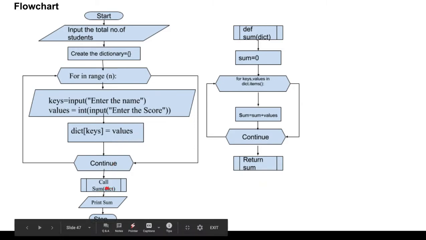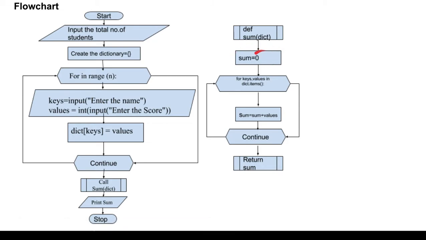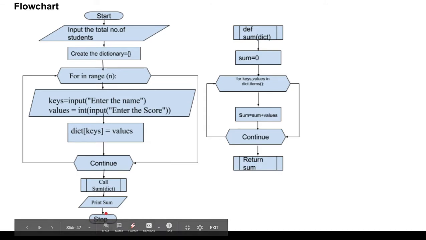After that, we call the function named sum, and there we pass the dictionary as a parameter. Then control goes to the function, where we initialize our variable sum equal to 0. This is a processing statement, that's why we use the rectangle box. Using the loop, we access the keys and values from the dictionary; names are stored in the keys and scores are stored in the values. Inside the loop, we find the sum of all the scores and store it in sum. This continues till we access all the students' names and scores in the dictionary. After that, the sum will be returned back to the main program, where we print the sum value, then stop the process.